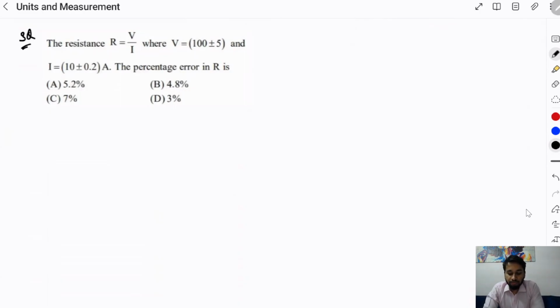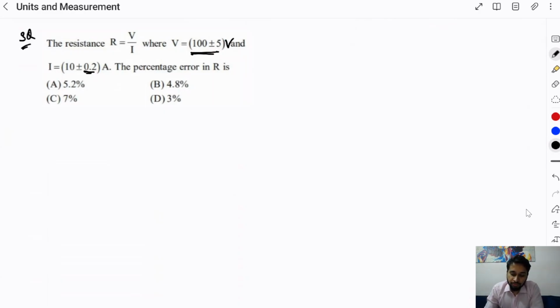Here they have given the resistance R is equal to V by I, where V is 100 plus or minus 5 volt should be the unit. Okay, so basically the true value is 100 and the error value is 5, and current is 10 plus or minus 0.2. So the true value of current is 10 and the error value is 0.2. So in this case we need to find the percentage error in R.